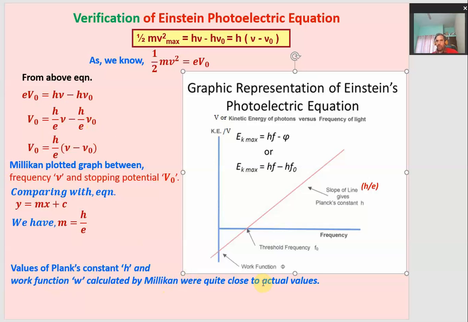So Millikan, however, tried to disprove Einstein's theory of quantum nature of the radiations, but his experimental and theoretical explanation, instead of disproving, just proved Einstein's photoelectric equation and quantum theory of radiations, because the values he calculated for Planck's constant and work function were quite close to the actual values. So in this way, the photoelectric equation has been established, or we can say verified.